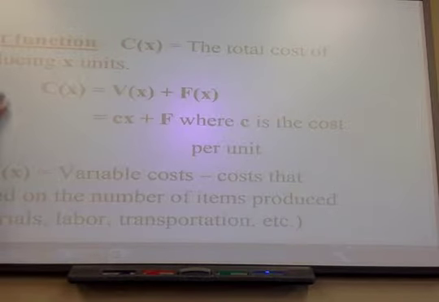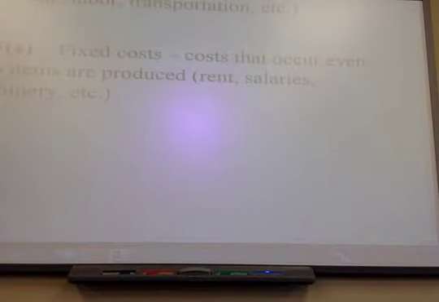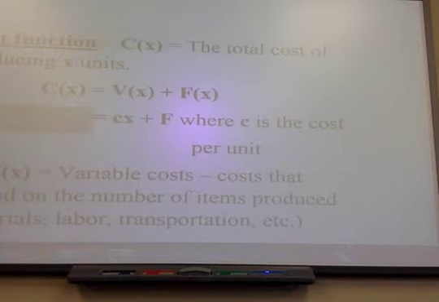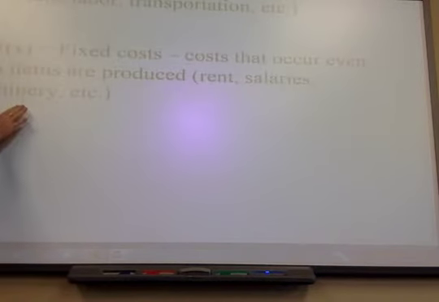Variable cost, V of X, is costs that depend on the number of items produced: materials, labor, transportation, etc. That's where the little cx comes in, cost per unit times number of units. And then the fixed cost is costs that occur even if no items are produced, like if you have to rent a building, pay salaries, buy machinery at the beginning. So even if you make no items, you have to pay that F amount, the fixed cost.